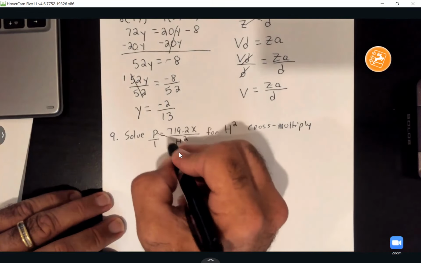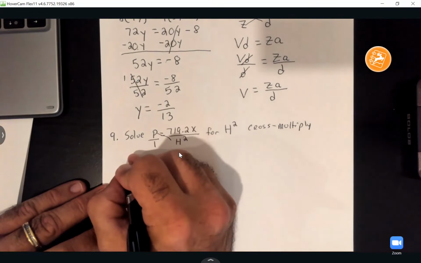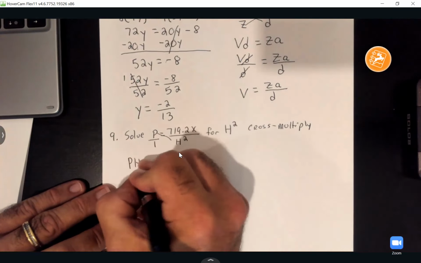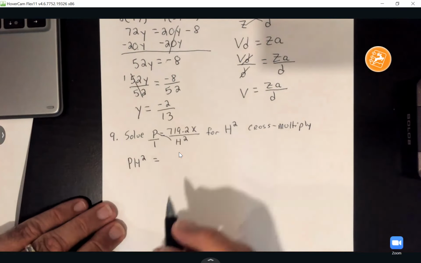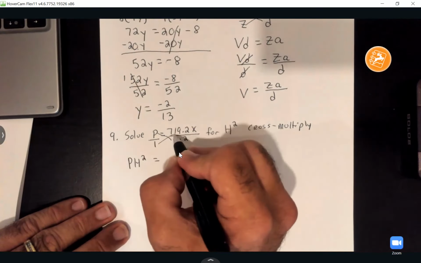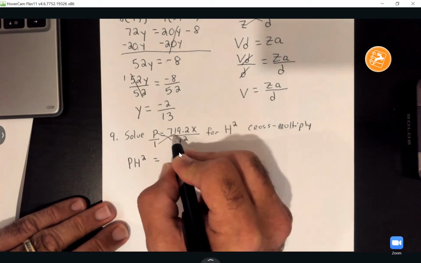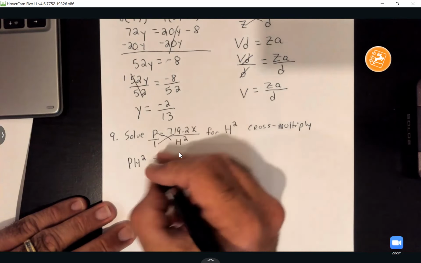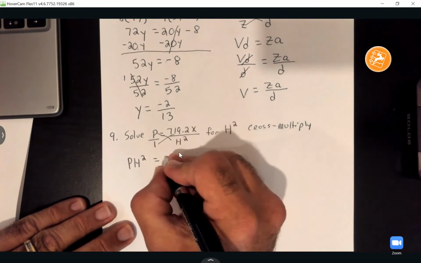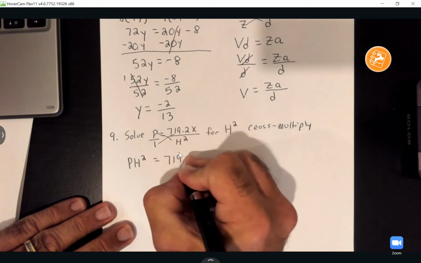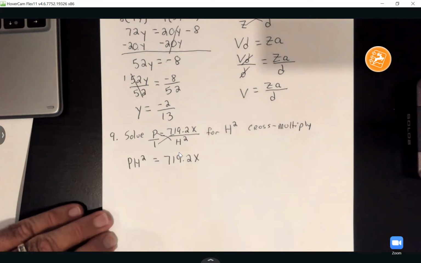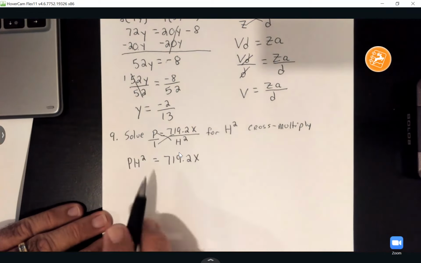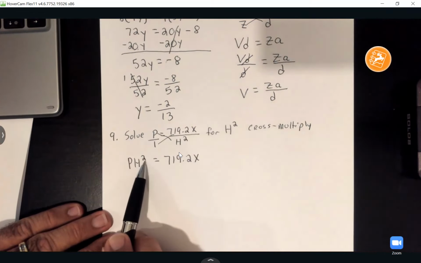So remember, this p times the h squared. So I'm going to have a p h squared on one side. That's going to equal this 1 times that 719.2x. Well, 1 times 719.2x is 719.2x. So we're solving it for the h squared.